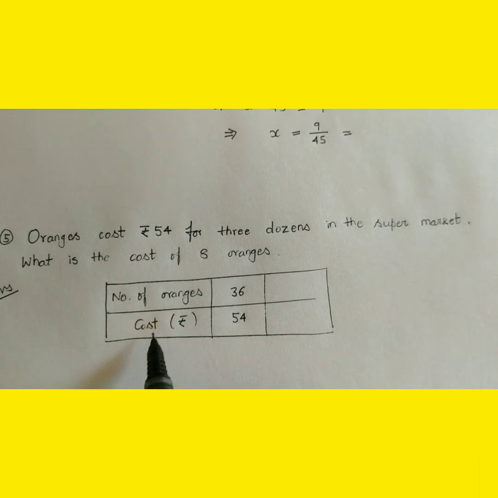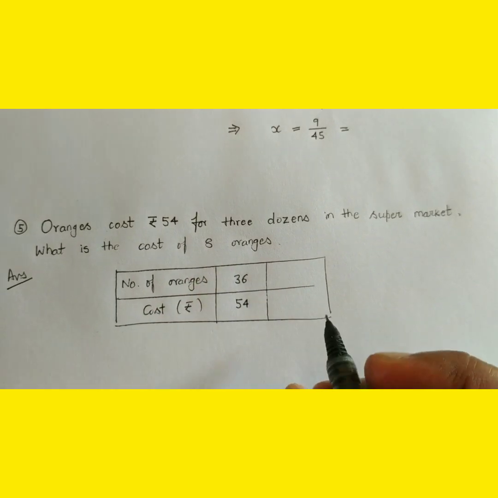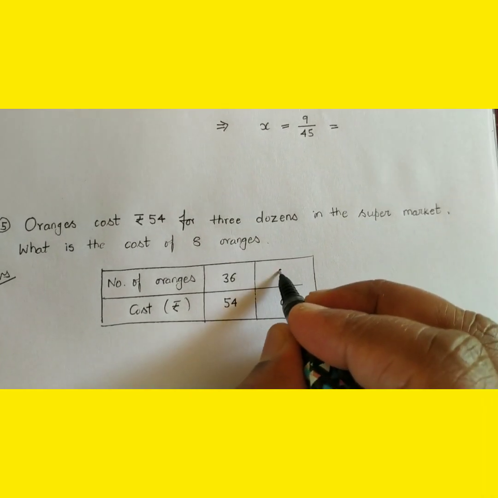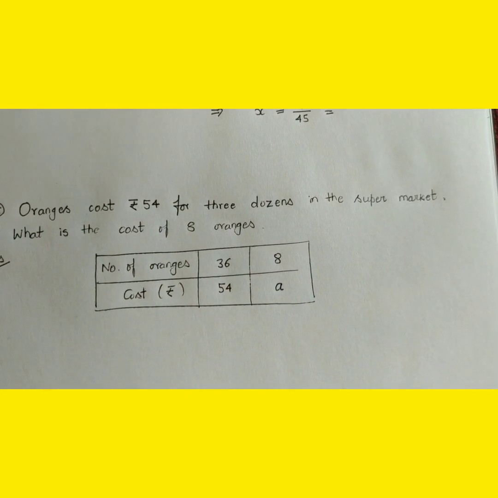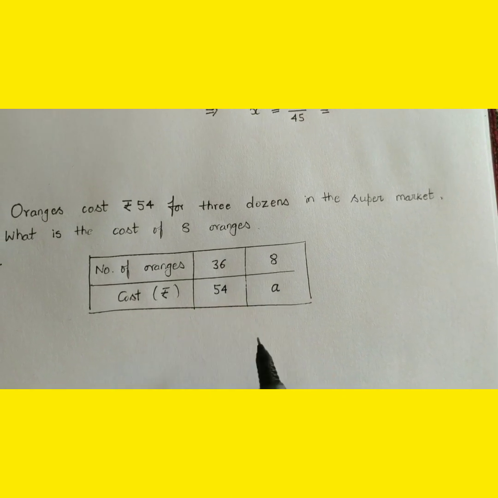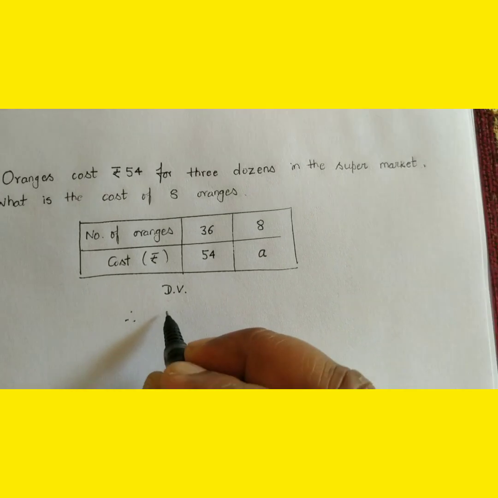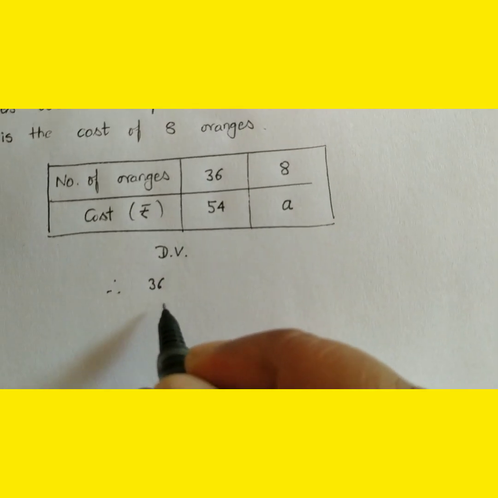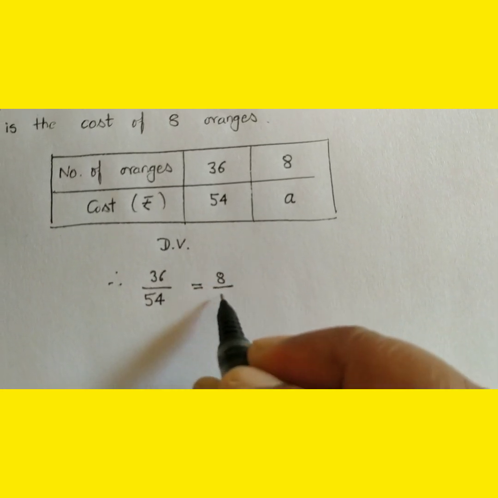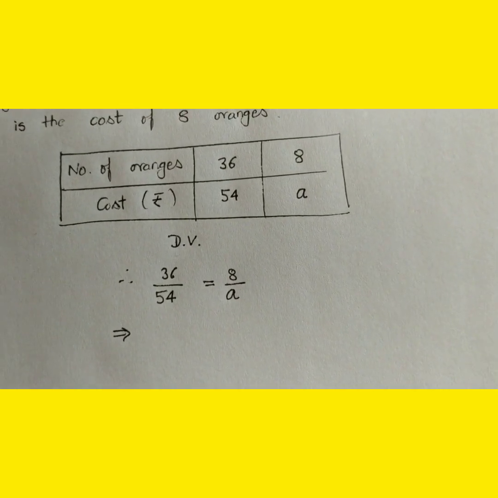We have number of oranges and the cost of oranges. What is the cost of 8 oranges? Let the cost of 8 oranges be rupees a, and we have to find the value of a. Now this is the case of direct variation. There is direct variation. Therefore 36 divided by 54 is equal to 8 divided by a, and now you can find the value of a.